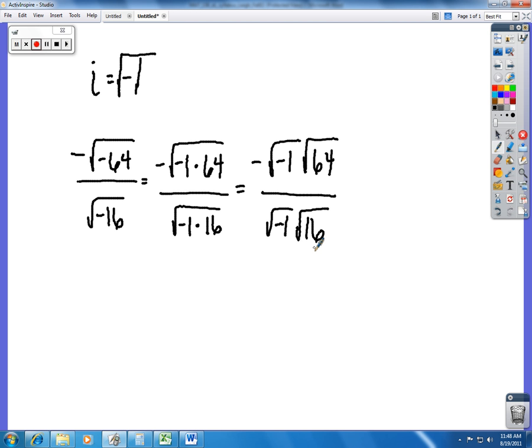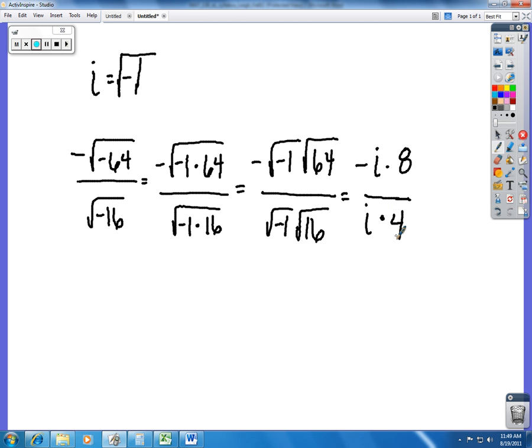And now I can work this problem. Because I can replace each one of these square roots of -1 with i, and I can work these out normally, just using my calculator. So on top we have that negative sign, which doesn't change. I'm going to replace my square root of -1 with an i, and that square root of 64 is equal to 8. Now on bottom, I've got, again, another square root of -1, which is another i, and then I've got a square root of 16, which is 4.